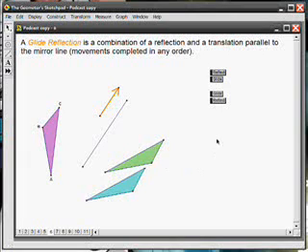And now we're going to glide it and then reflect it and see that we get the same result. So if we glide our purple triangle first, we get this red one right here, and then if we reflect this red one across our segment, it goes on top of the original green one. So it doesn't matter what order you perform the glide reflection in, you'll get the same result each time.